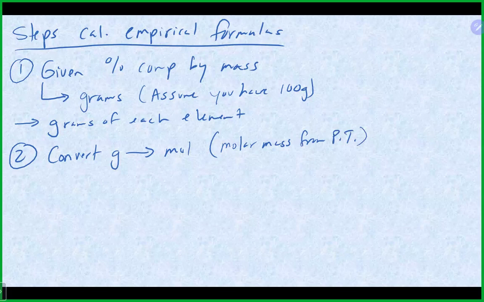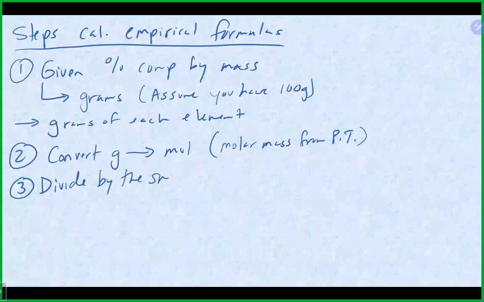So at this point, whatever information they give you, you want to get them to grams. Once you have them in grams, you want to use the periodic table, and you now want to convert each element into moles. Once you have each element into moles, you are then going to divide by the smallest number of moles.